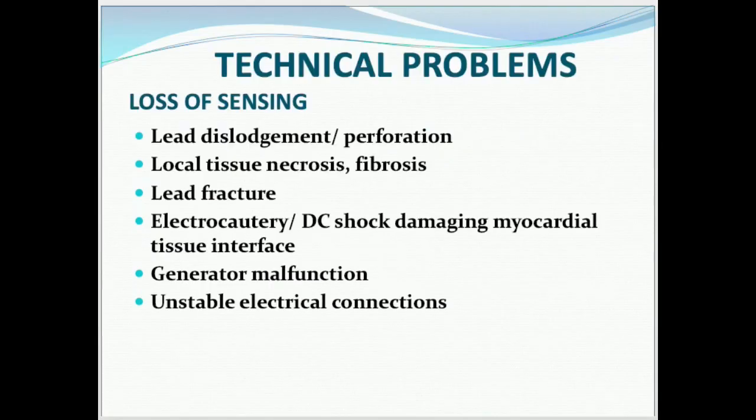Any kind of pacing will always have a lot of technical problems. Technical problems are conditions like lead dislodgement, perforation, local tissue necrosis, fibrosis, lead fracture, electrocautery or DC shock damaging the myocardial tissue, interference, and generator malfunction. Unstable electrical connections lead to loss of sensing. Most of the sensing problems are corrected by adjusting the sensitivity, changing the polarity to unipolar configuration, and lead repositioning.